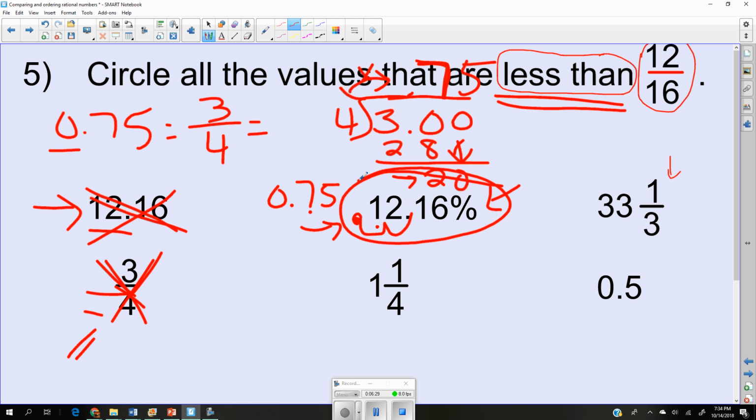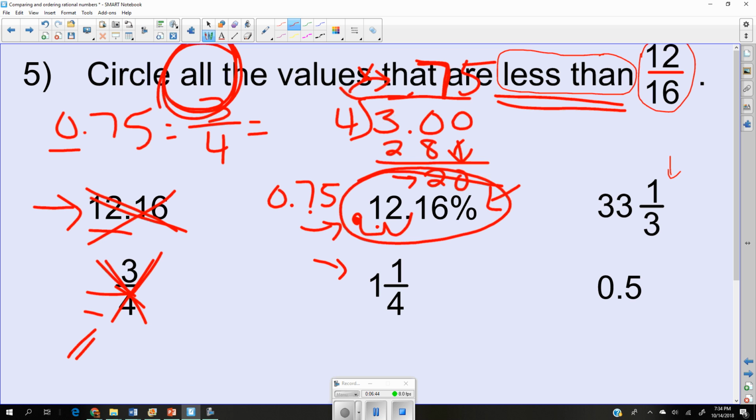So 12.16% is less than that. So I'm going to circle that one. But I'm not going to stop there because it says circle all the values that are less than 3/4. So now I'm going to come over here.